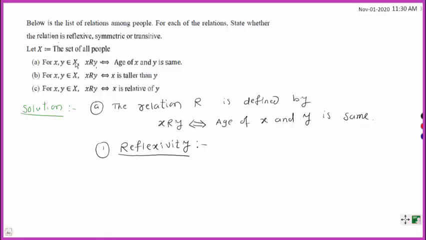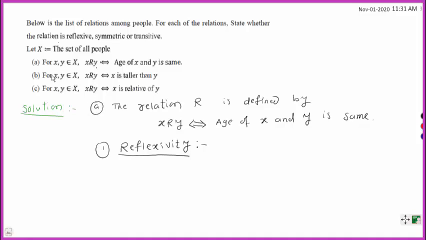Then x, y belongs to X means what? x and y are persons, two persons. Then x is R related to y, that is, two persons are related by the relation R if and only if age of x and y are same. So we have to check whether this relation is reflexive or not. Here the two persons are related only when their ages are same. Let us check the reflexivity.